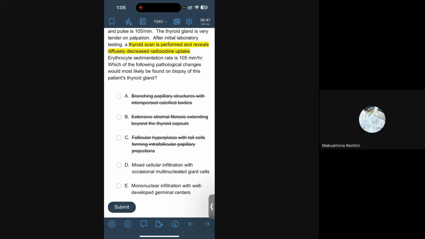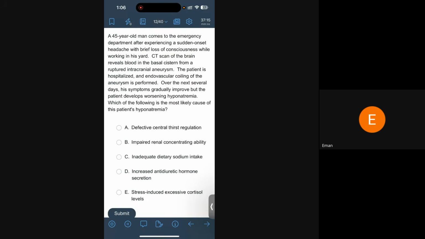D is the right answer because we have seen that it is granulomatous inflammation. When granulomas are involved, what type of cells do we see? Multinucleated giant cells and epithelioid cells, which we also see in sarcoidosis and TB as well. And option E is consistent with what diagnosis? Hashimoto. Germinal centers are going to be seen in Hashimoto.